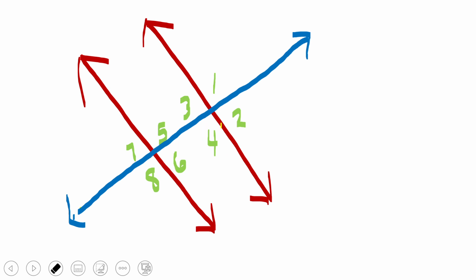All right. Alternate interior angles. So alternating on either side of the transversal, we have 3 and 6 and 4 and 5. These angles to one another are congruent if the lines the transversal cuts through are parallel. So we have 4 and 5 are the same degree in angle, and so is 3 and 6.